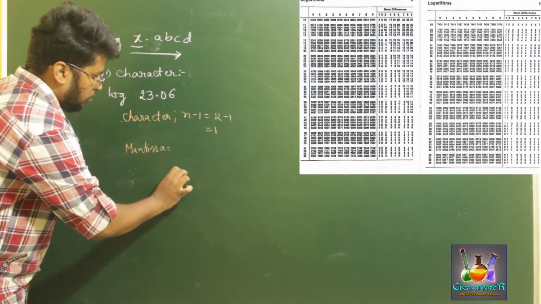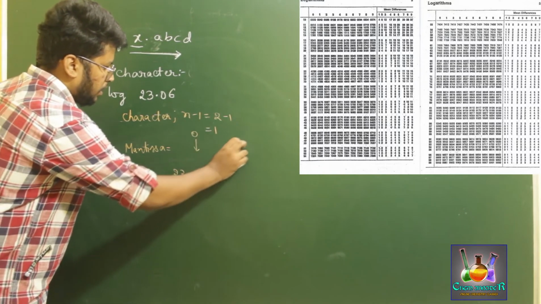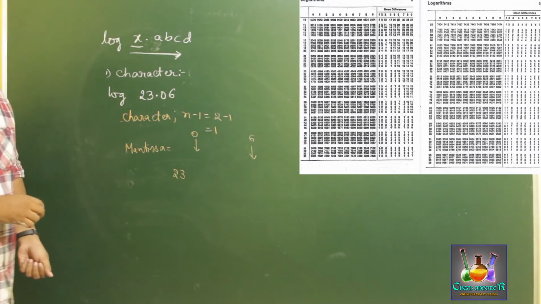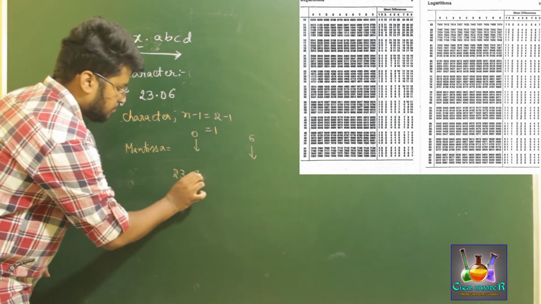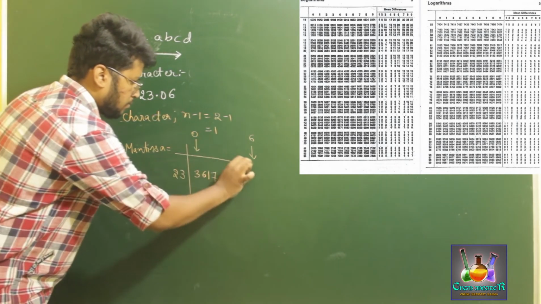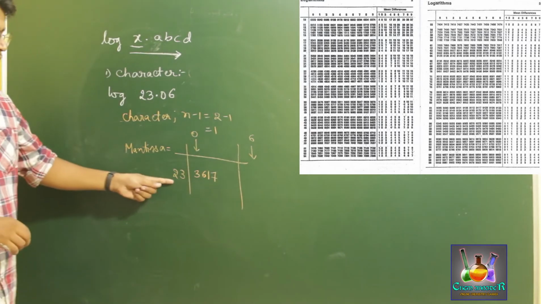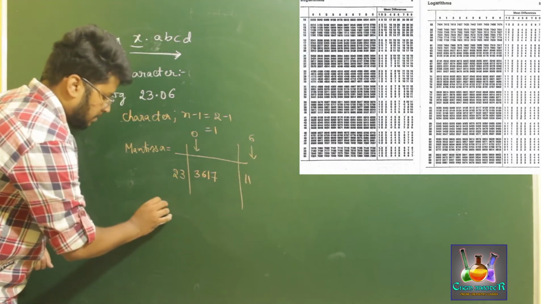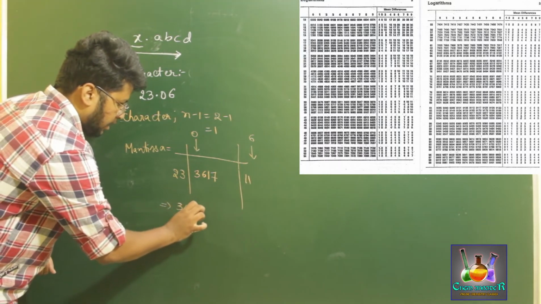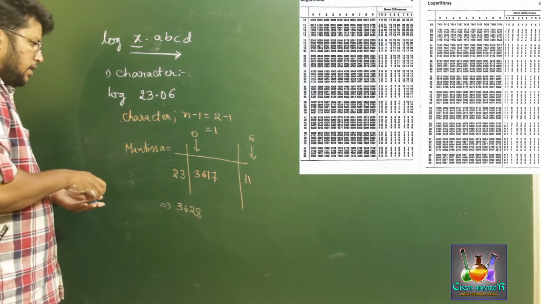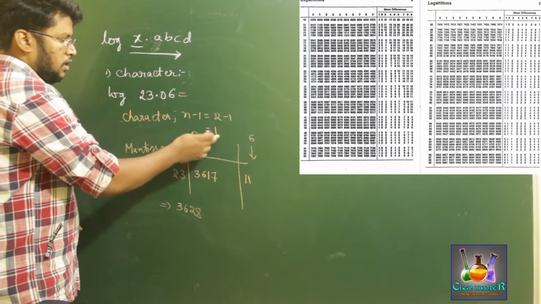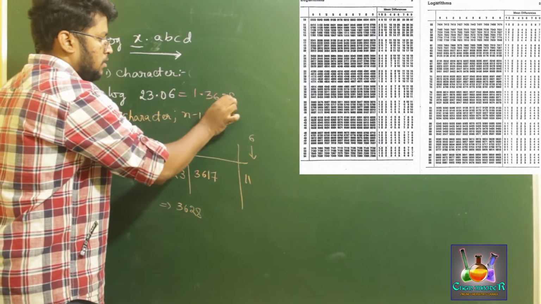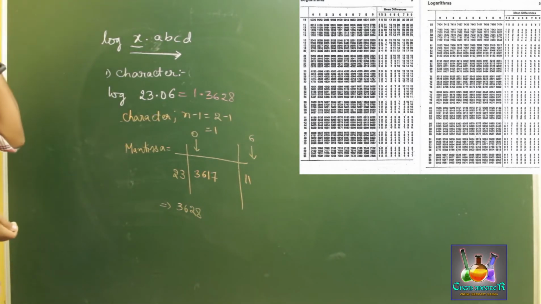For the mantissa, we need to find the value of 23 under 0 and the value of 23 under 6. The value of 23 under 0 in the first column is 3617, and the value of 23 in the mean difference of 6 is 11. That gives us the mantissa 3628. Hence the value of log 23.06 is 1.3628. This is how we calculate the logarithmic values.